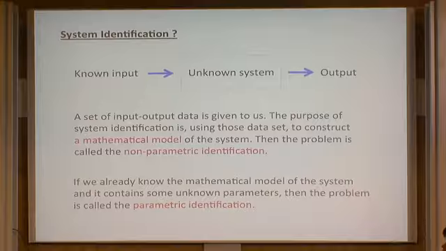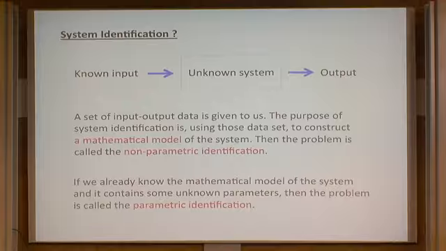Now, the set of input and output data is given to us by designing an input and measuring the output. But still, the system is not known. The purpose of system identification is to use those data sets to construct the mathematical model of the system. In this case, the problem is called non-parametric identification, and this is very important. To construct a mathematical model means that we do not know anything about the system. So system identification is nothing but the modeling method for a system which is completely unknown and covered by a black box.